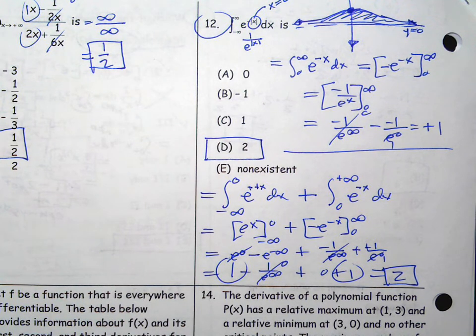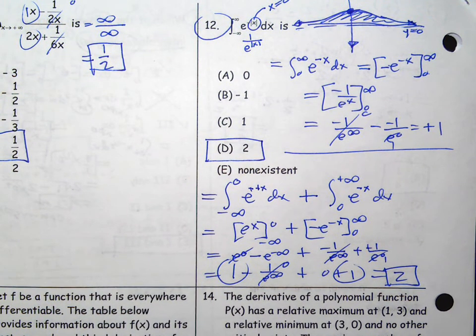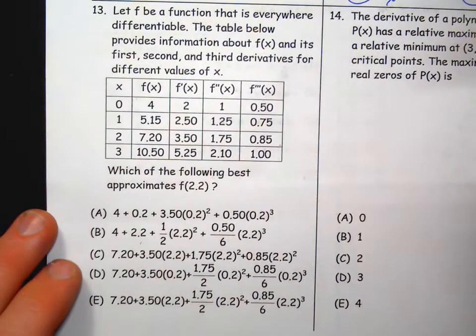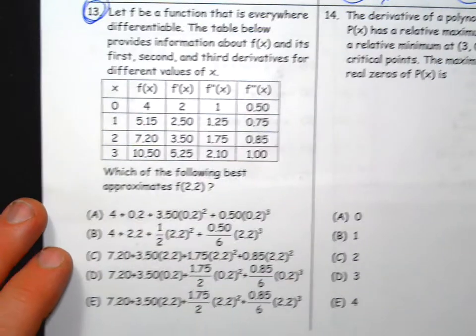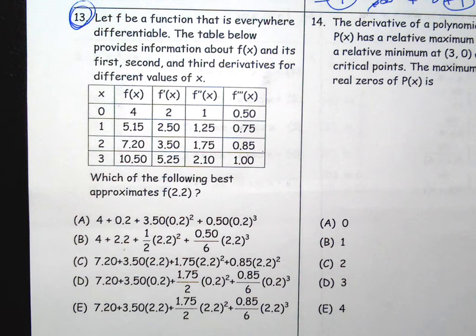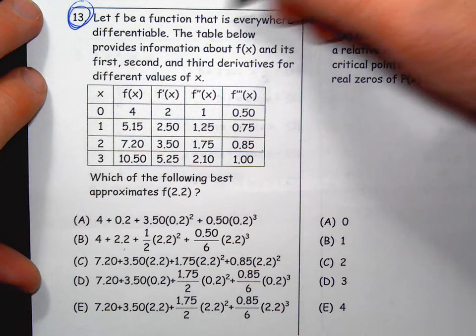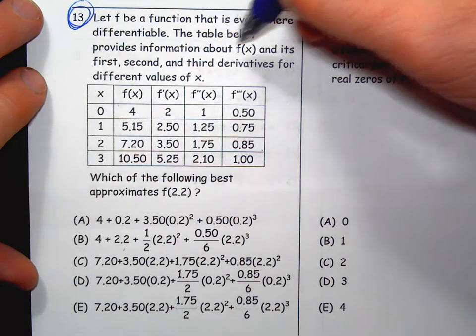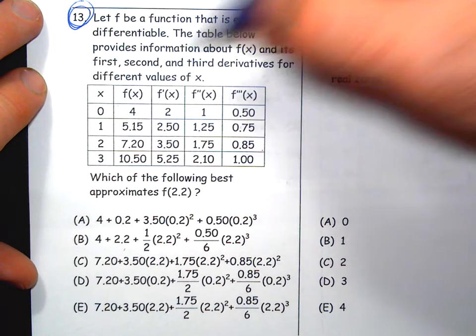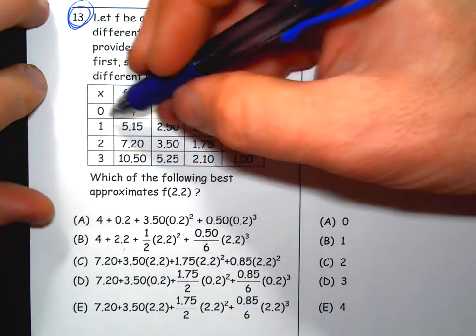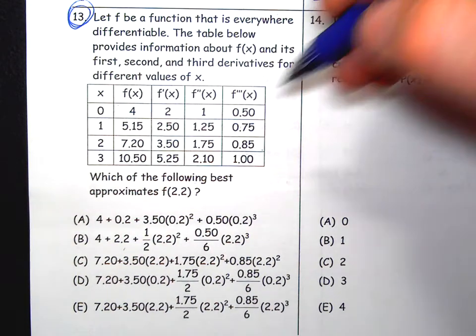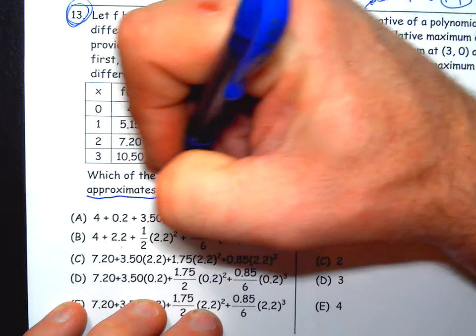Let's see. Should we try 13 as the last one, and you guys can finish the rest on your own? Try 13. Pause the video. See if you can make any sense of it. So let's see. Let f be the function that is everywhere differentiable. The table below provides information about f of x and its first, second, third derivatives for different values of x. So we got a bunch of derivatives for various values. Which of the following best approximates f of 2.2?